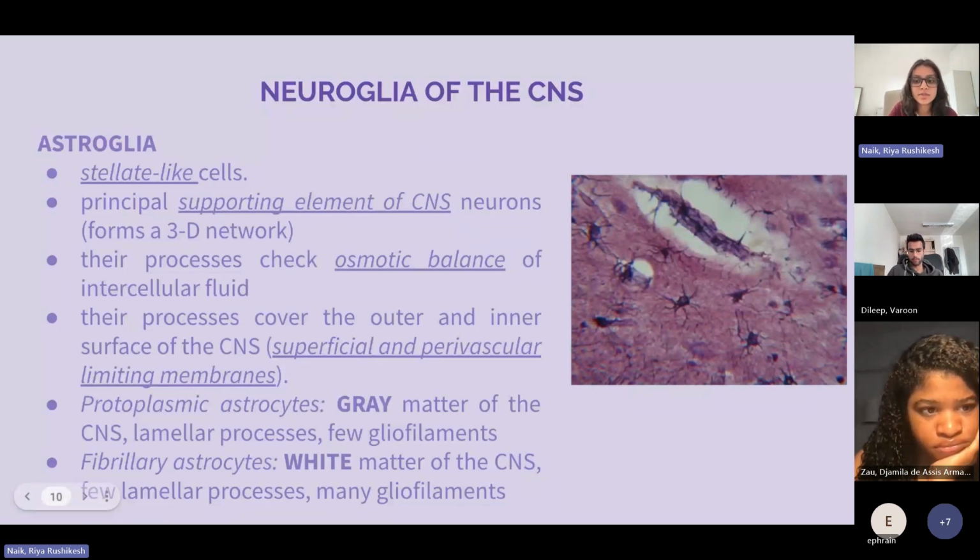There are the protoplasmic astrocytes and the fibrillary astrocytes. What is important to remember over here is that the protoplasmic astrocytes are only and only found in the gray matter, whereas the fibrillary ones are found in the white matter. This is the most important thing you need to know about the protoplasmic and the fibrillary astrocytes. I hope that is clear.